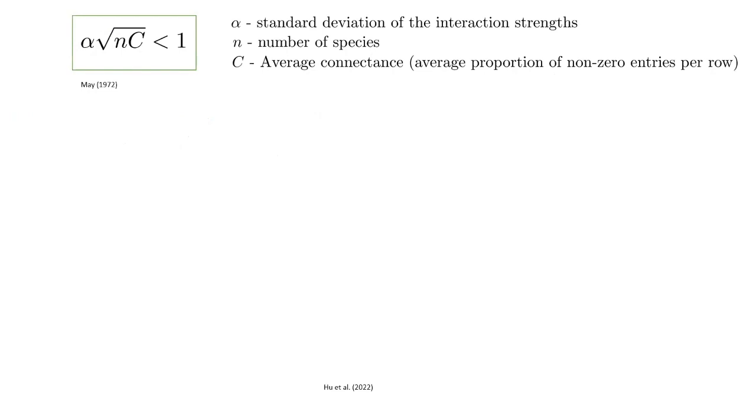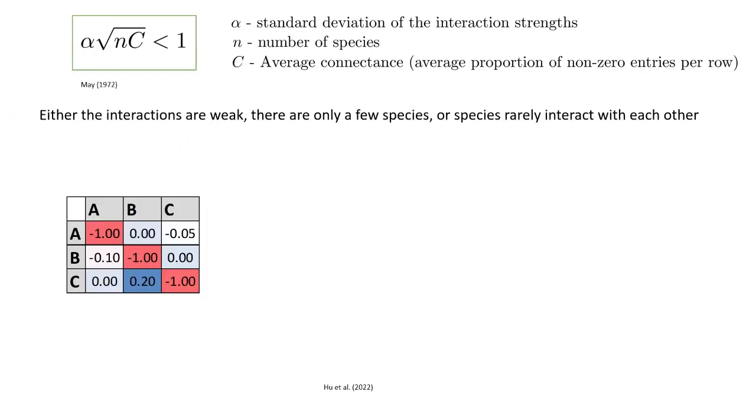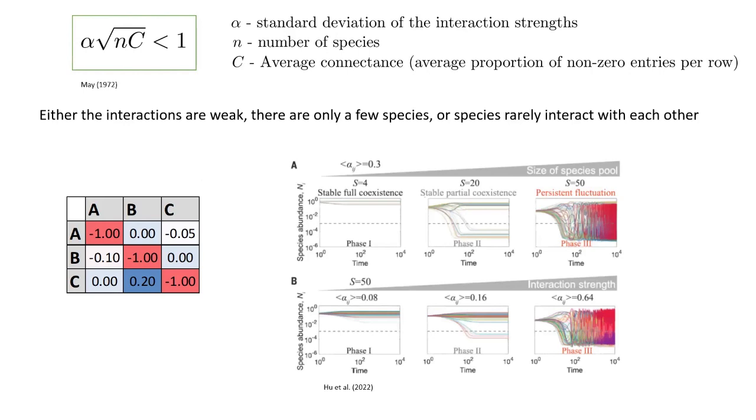And then I'll repeat a bit of what was already explained, so I'll go very quickly. The nice thing is that, based on random matrices, you can derive a bound on your system, on the number of species that can coexist. Either the interactions are weak, like in the stochastic logistic model, where there are only a few species, or the species rarely interact with each other, so the matrix is very sparse. These are things that you have to accommodate, and you can think of environments that would change, accommodating for these different things.